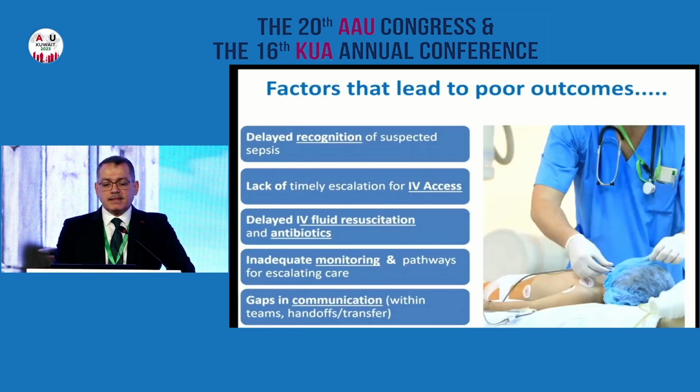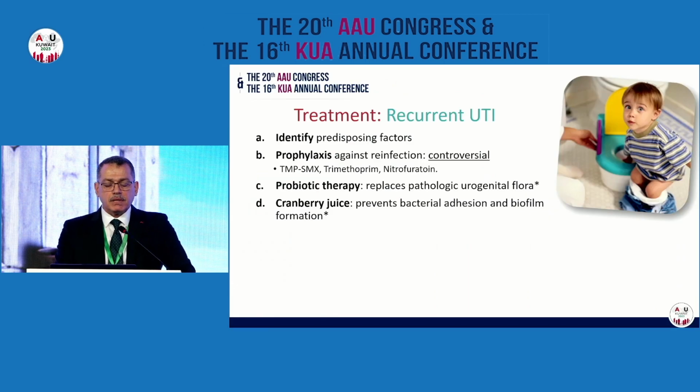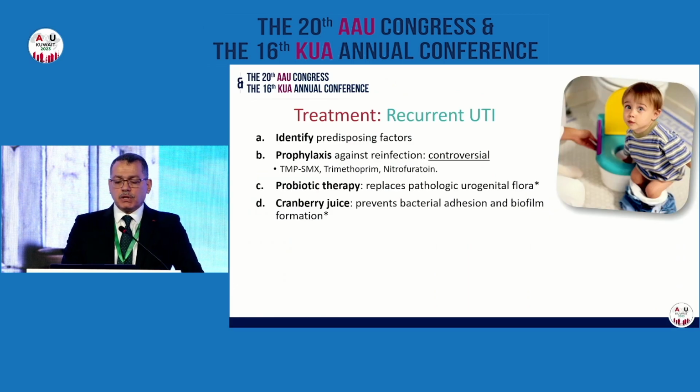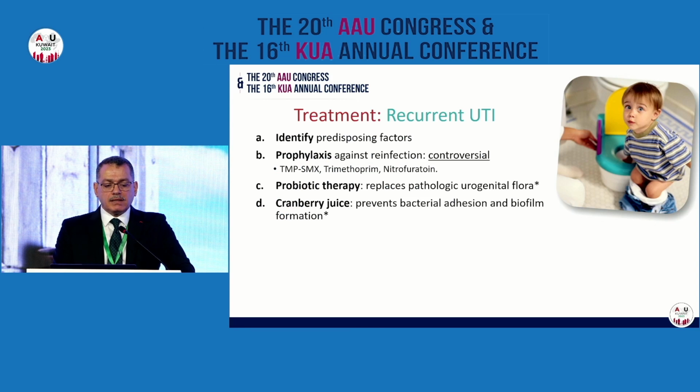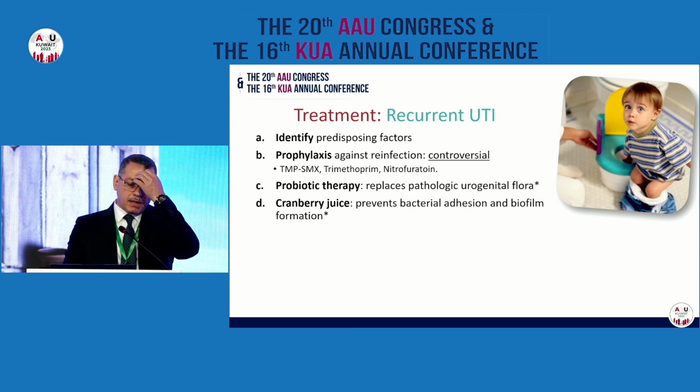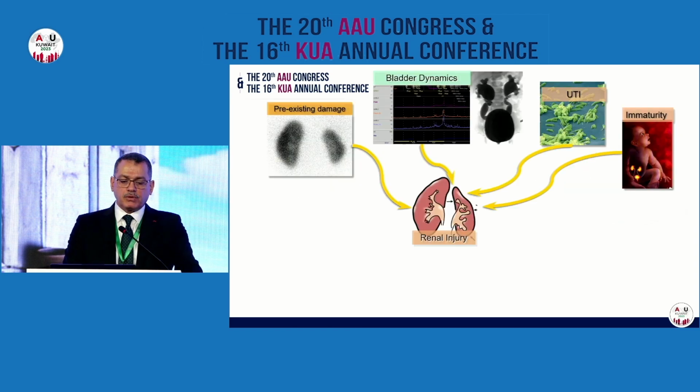There are some factors that lead to poor outcome, like delayed recognition of sepsis, lack of timely escalation for intravenous access, delay in IV fluid resuscitation, inadequate monitoring and pathways for escalating care, gaps in communication within teams, and hands-off transfers. Regarding recurrent UTI, we should always identify the predisposing factor. We can add prophylactic antibiotics for them, and add probiotic therapy and cranberry therapy to the treatment.